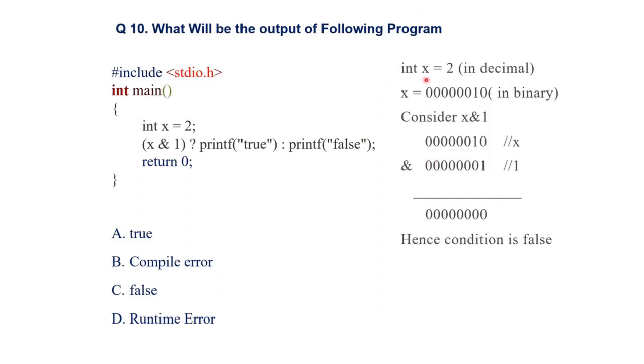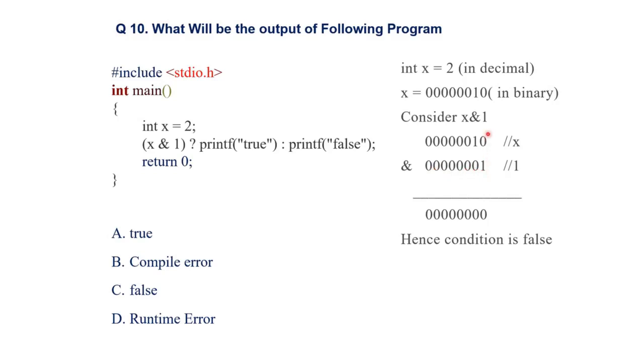Firstly, the value of x is 2. This is in decimal format. In binary format, this is represented like this: 00000010. So the binary format of x is this. Now consider the expression x & 1. This is the binary format of x. This is ANDed with the value 1, and the binary format of 1 is this: 00000001.